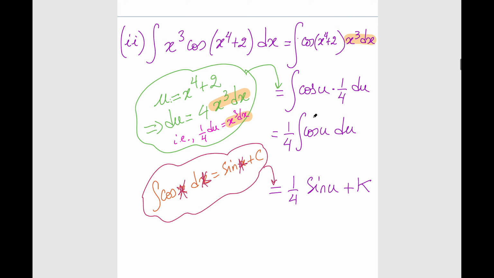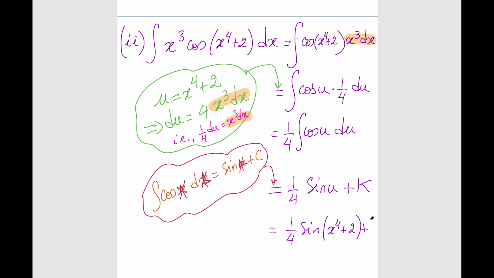So we're done with integration. You see, no more integration symbol, no more of this stretched S. And now let's go back to what u means, since u helped us to integrate. Well, what u means is x to the power 4 plus 2, correct?